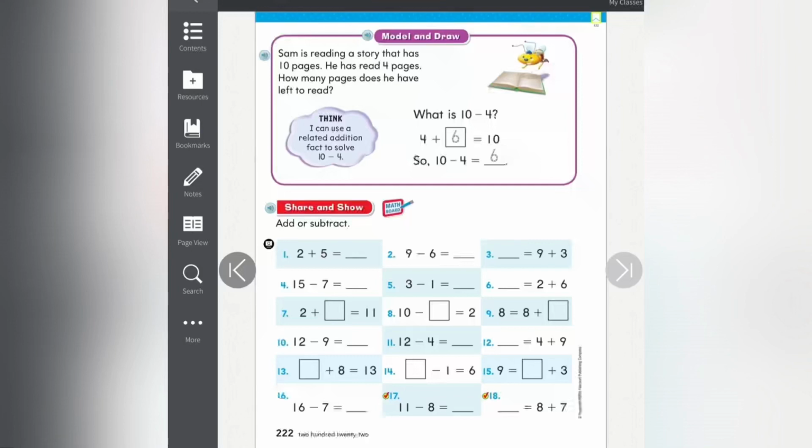Please open your math textbook to page 222. I want you to complete the share and show. The instruction says add or subtract. Please complete the following exercises from 1 to 18. Make sure you look at the sign before you start solving the problems.